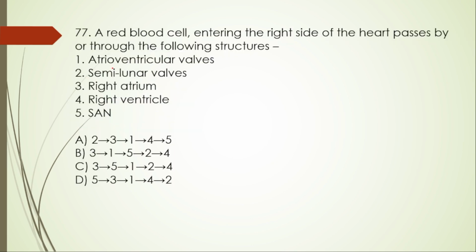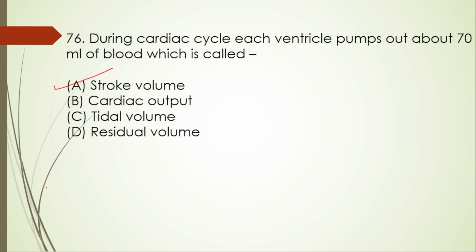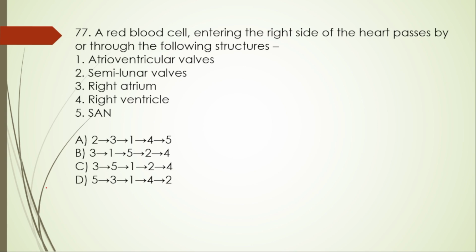77th question. A red blood cell entering the right side of the heart passes by or through the following structures. Means path of flow, we must say. Atrioventricular valve, semilunar valve, right atrium, right ventricle, and then SAN.